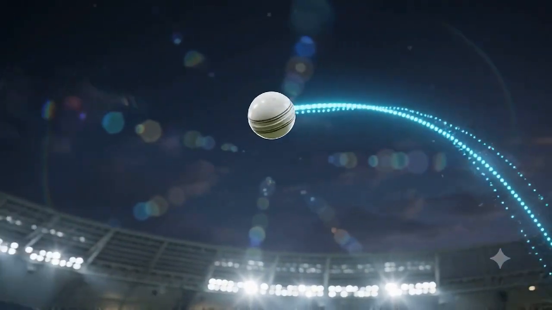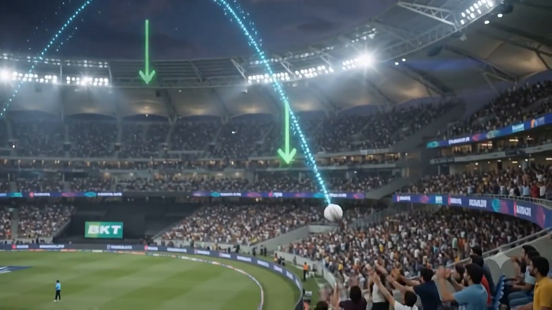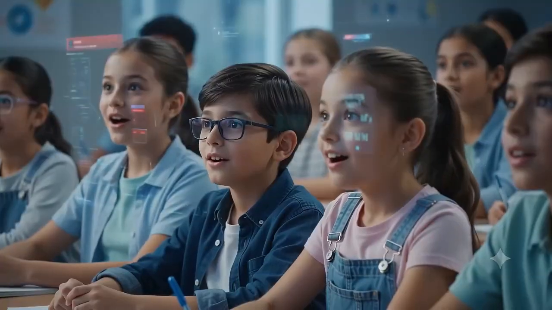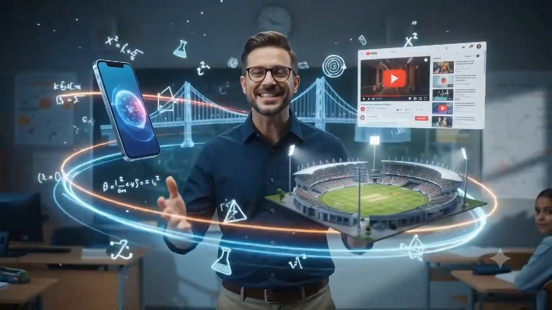Notice the perfect parabolic path of the ball. Gravity pulls it down, creating this curve. Imagine a world where your mobile phone connects YouTube, cricket, and pure technology. From massive bridges to a video game world, this is the future.